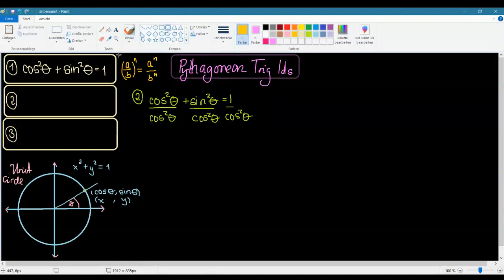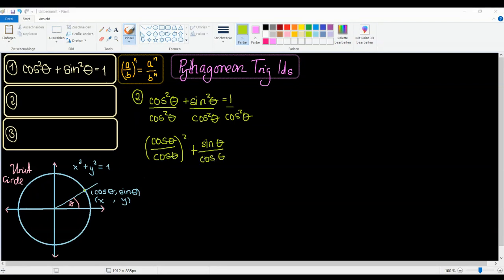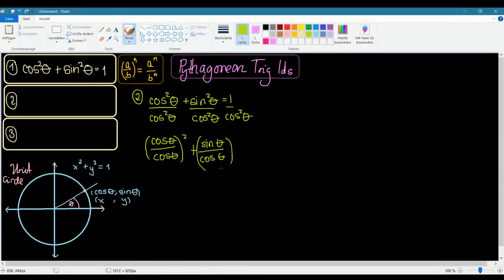And that is very important, especially when it comes to the Pythagorean trig identities, because we're kind of banking on that. Okay, the second thing that we're going to do here is take that square out to make clear what's happening. You can do it in your head, but in this particular case, we're not going to do that. What you end up with is cosine theta over cosine theta squared plus sine theta over cosine theta squared equals 1 over cosine theta squared.